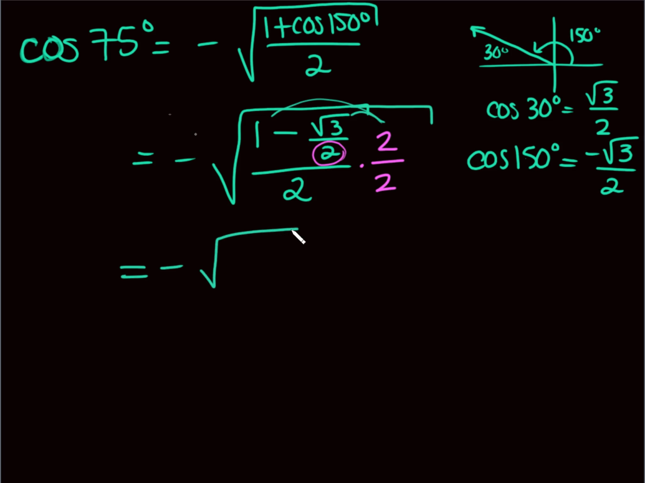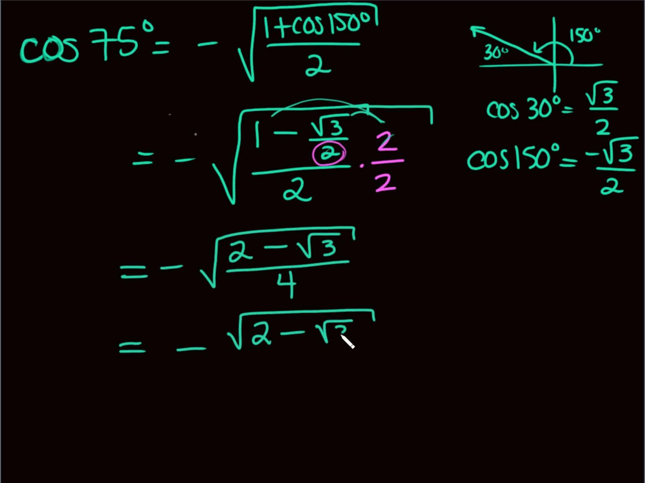So I get a negative square root of 2 minus, these 2's cancel, right? Root 3 all over 4. And now I'm just going to break up that square root. So I get a negative of the square root of 2 minus root 3 all over 4. Okay, that's a little bit crazy, I know. But that's it. That's the exact value of the cosine of 75. I know we got numbers that looked a little bit different when we did the sum and difference formula, but they will be the same.